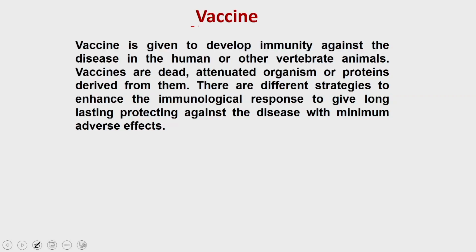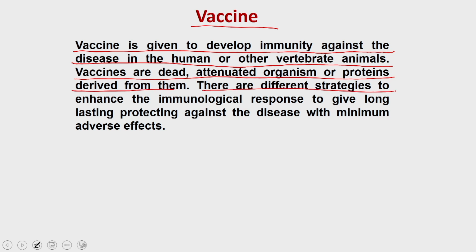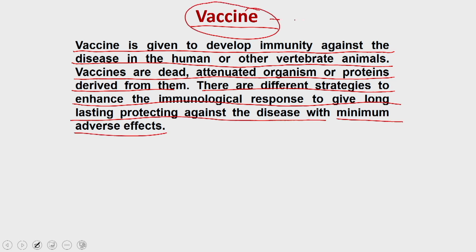Now, let us move on to the vaccine. Vaccine is given to develop immunity against a disease in humans or other vertebrate animals. Vaccines are of different types. Vaccines are dead or attenuated organisms or proteins derived from them. There are different strategies to enhance the immunological responses to give long lasting protection against the disease with minimal adverse effects. So, vaccines are molecules which are going to train your immune system.